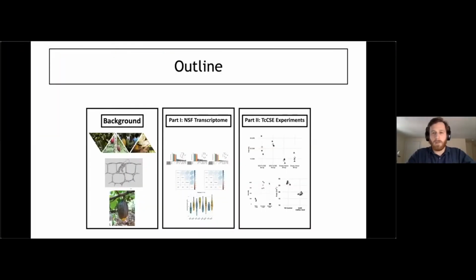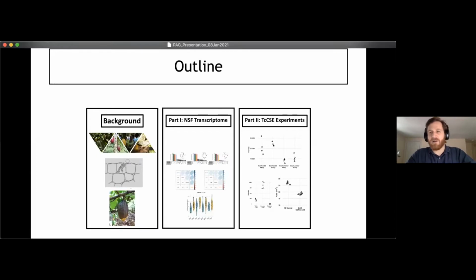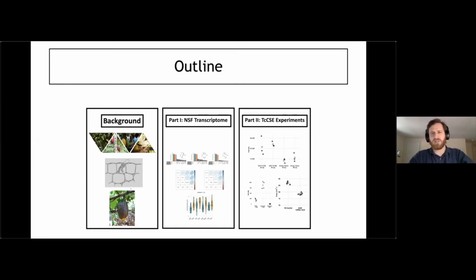I'm going to give a background on what we're doing and why we're doing it. And then I'm going to talk about the NSF transcriptome experiment that we performed, which is just one part of this plant genome grant, and some of our results from that. And then I'm going to go on to talk about some functional experimentation on one of the candidates we identified.